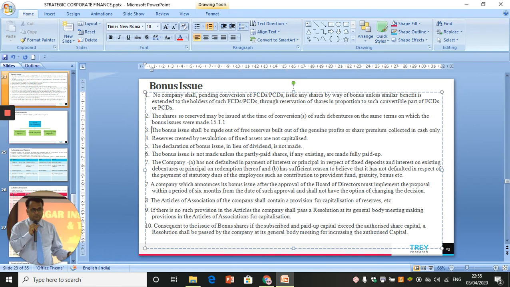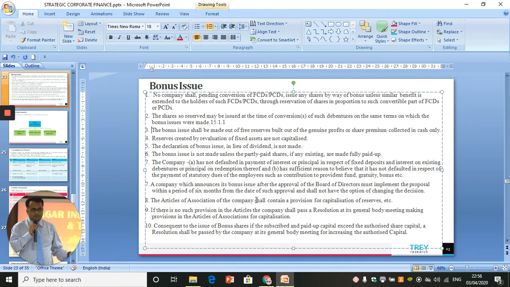So free reserves should be available. Free means any reserve which is not reserved for something else. And reserves created by revaluation should not be allowed to be capitalized. And declaration of bonus issue in lieu of dividend is not made. Bonus issue is not made unless the partly paid shares are fully paid. Then there should not be any default in payment of interest and principal of the debt, as well as payment of statutory dues. Then in case it is approved by the board of directors, then in the next 6 months it has to be done at any cost.